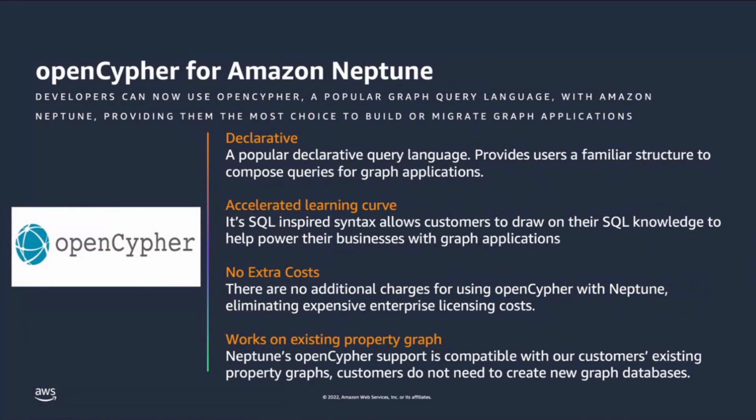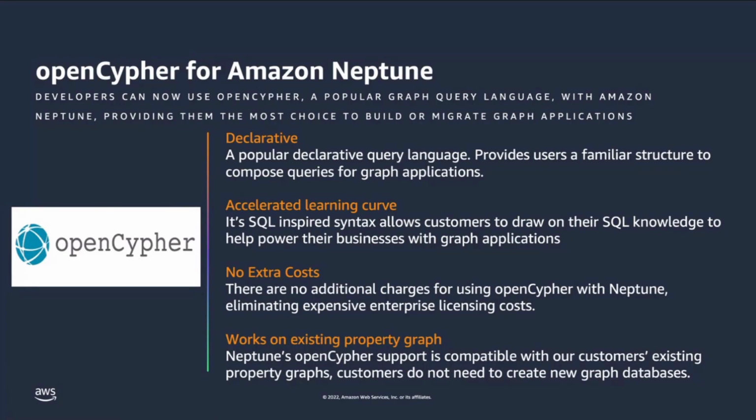The next feature I wanted to highlight was released in the spring of 2022, and that is our support for OpenCypher. OpenCypher is a widely adopted open query language for property graphs. It provides an intuitive way to work with property graphs by providing developers, business analysts, or data scientists a SQL-inspired syntax that has a familiar structure that you can use to compose queries for graph applications. This really enables customers that come from a relational background or are familiar with SQL to have a very smooth on-ramp onto working with graph databases.